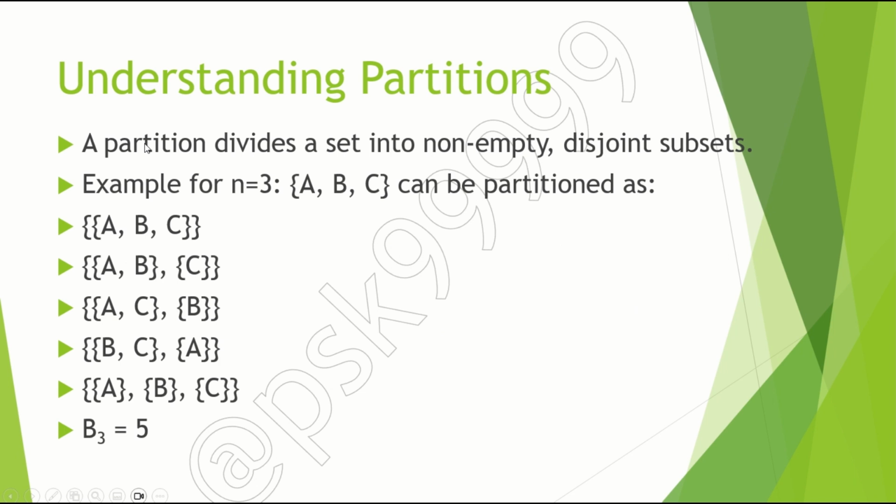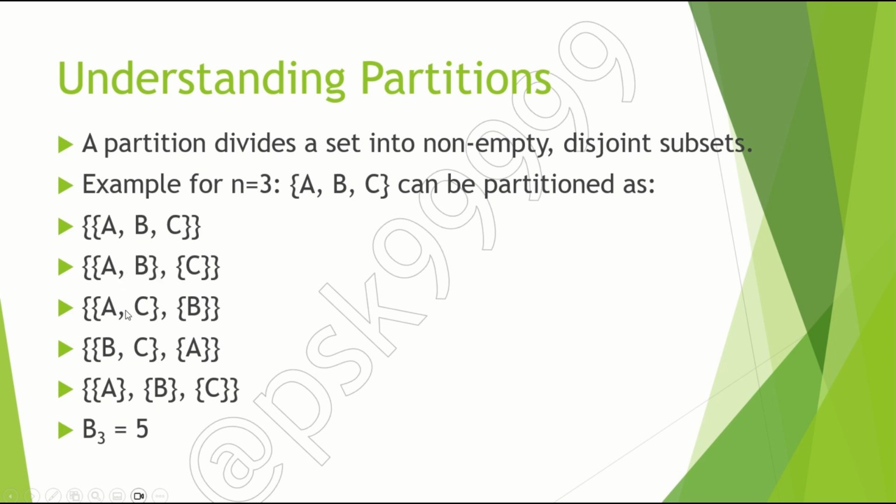What is this? Let's understand. Let's partition a set whose number of elements is 3, and A, B, C are the elements. How many ways can you partition it? {A, B, C} as one set, and then {A, B} as one set and {C} as another set.